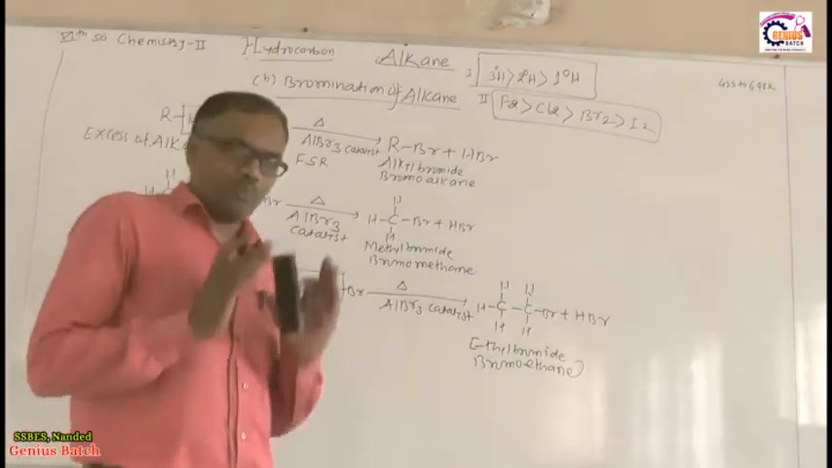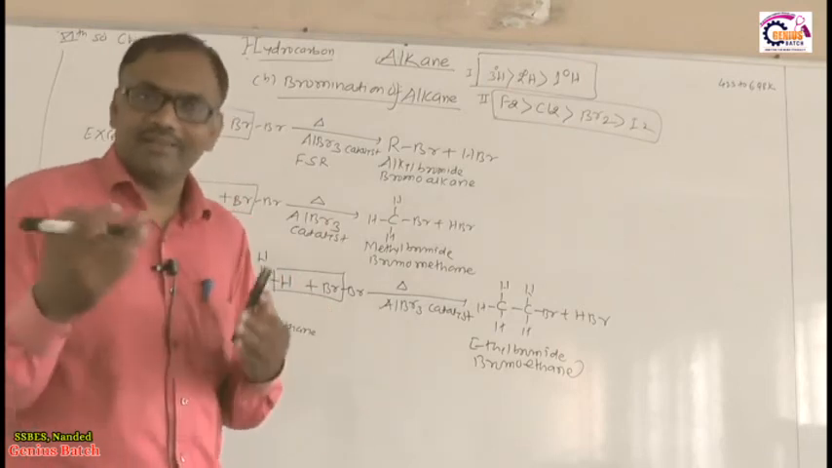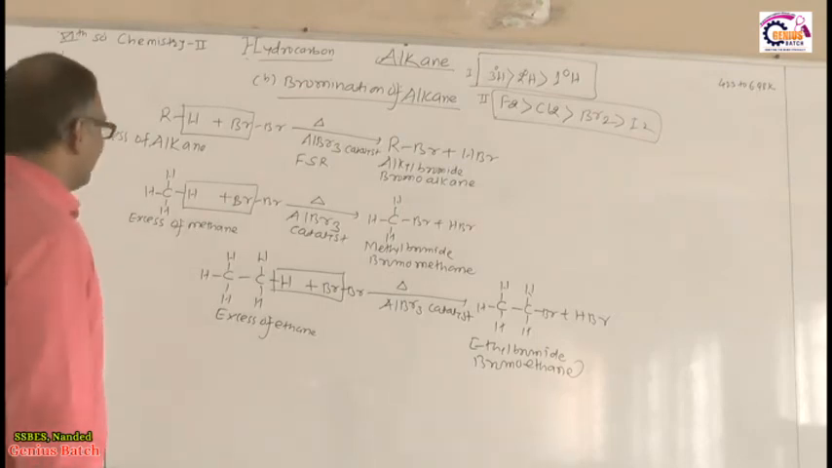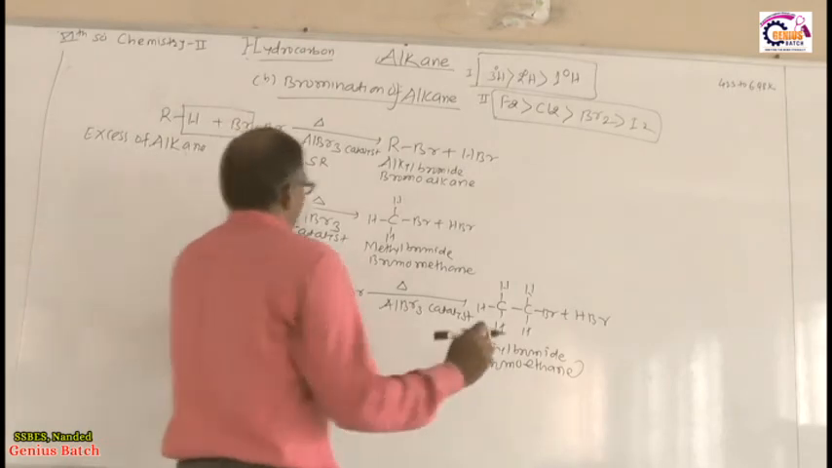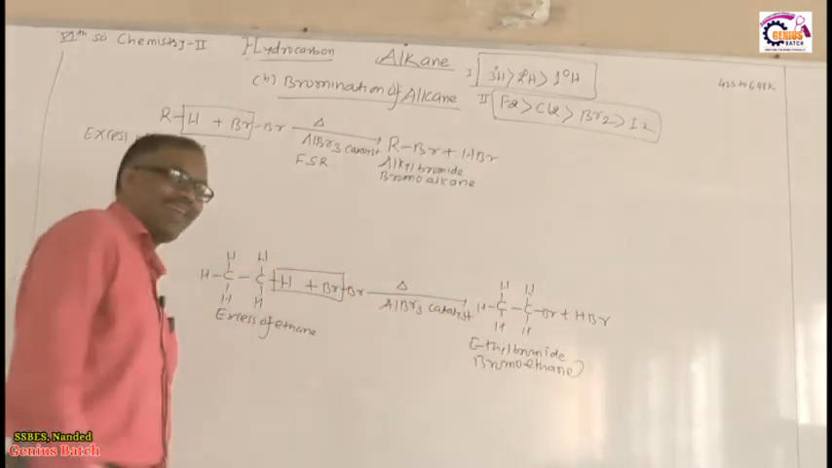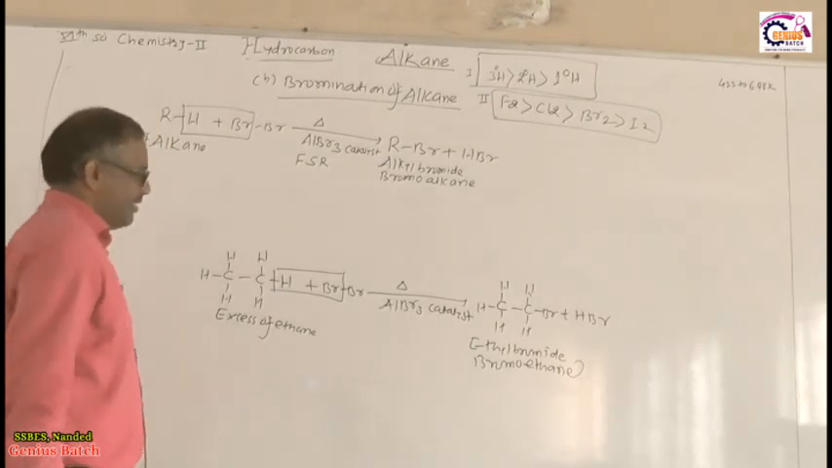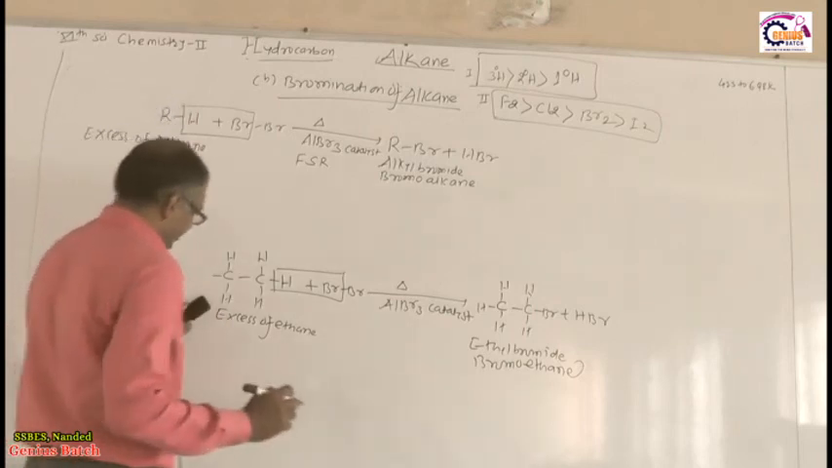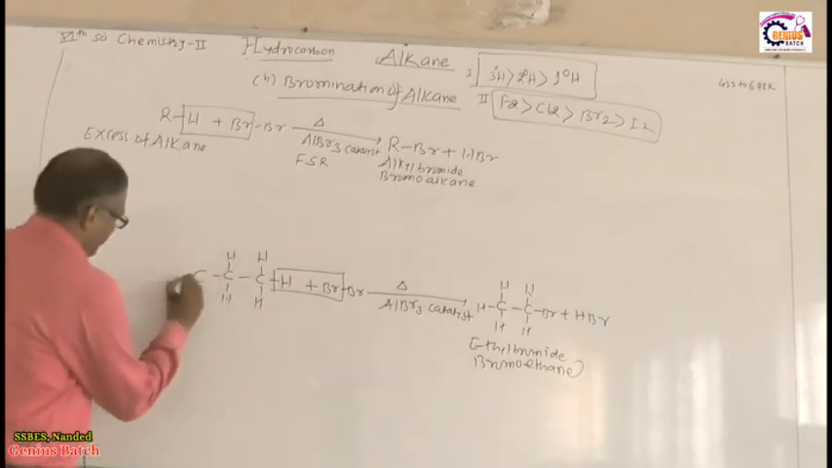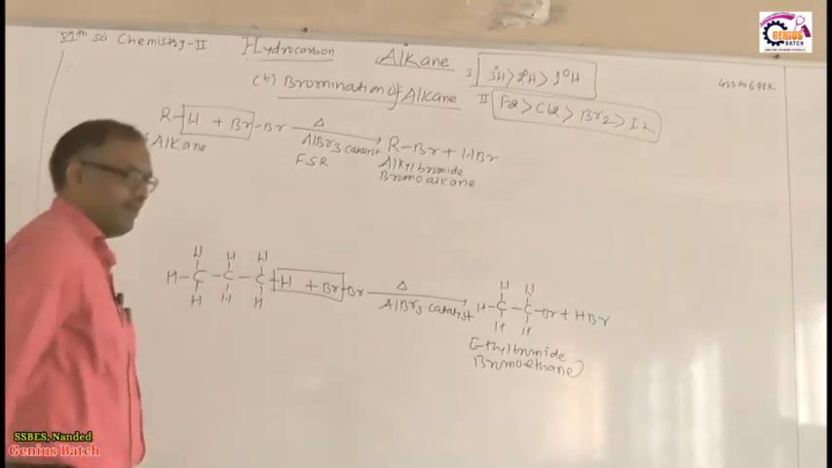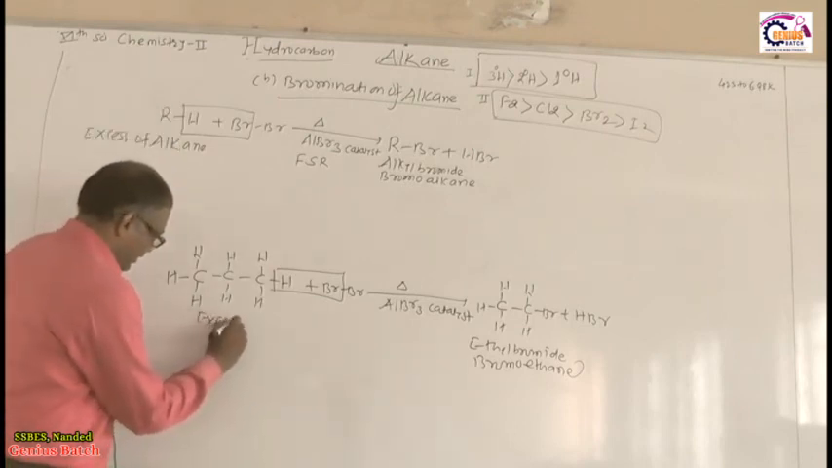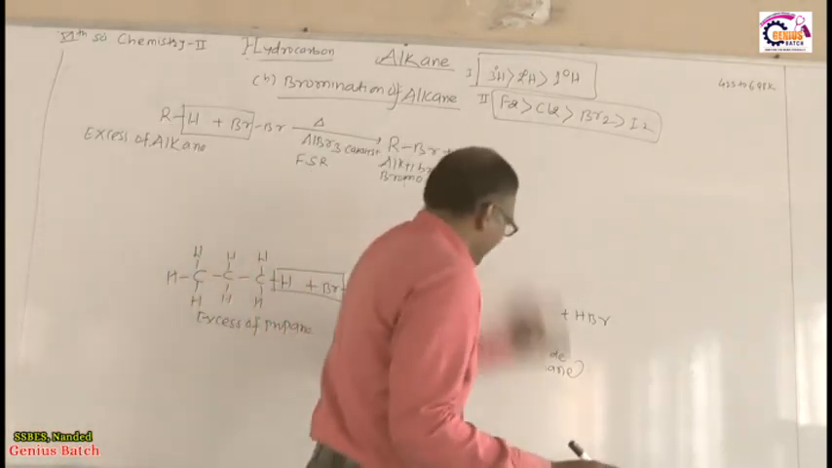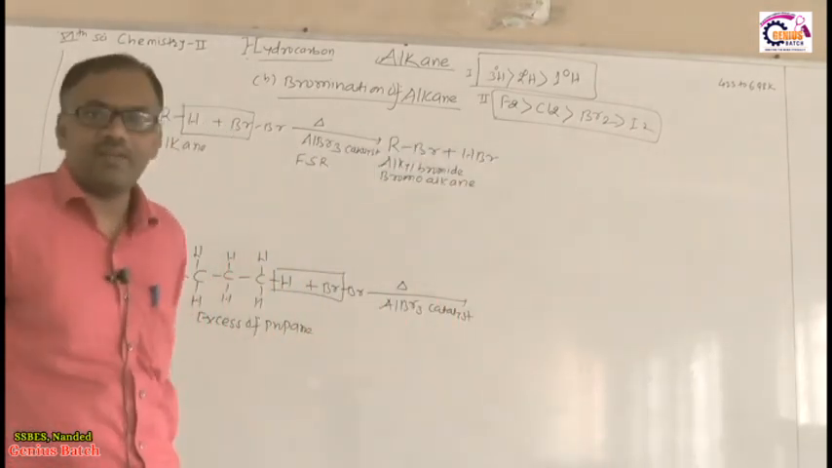But suppose propane is to be reacted with bromine, what will happen? So now I am going to take the third example. I will wipe out this example so you can easily understand. Suppose, instead of this excess of ethane, we take excess of propane. So when this excess of propane is heated with bromine in the presence of AlBr3 catalyst.